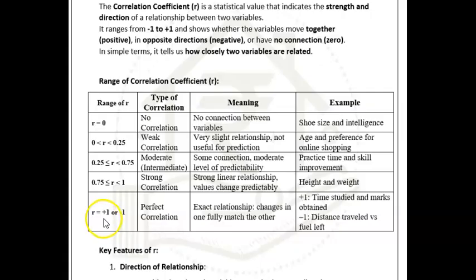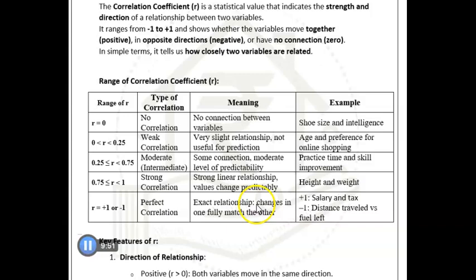If R is +1 or -1, that is called a perfect correlation. In perfect correlation, if one variable is changed, the other will also change. Say, if the perfect correlation is +1, salary and tax. If you increase the salary, your tax will increase. That is the perfect positive correlation. More salary, more tax.